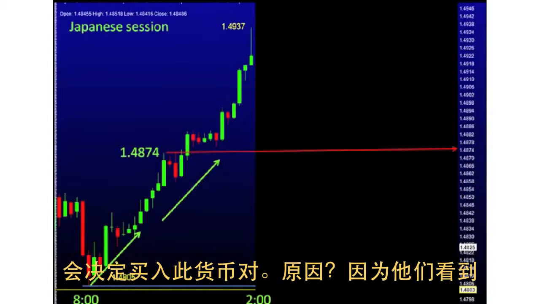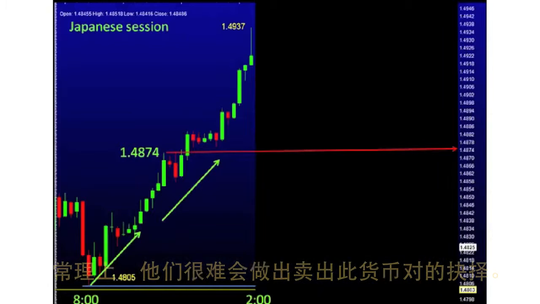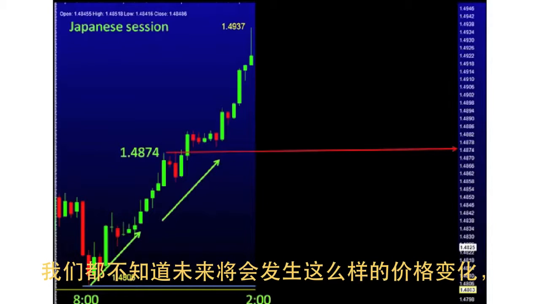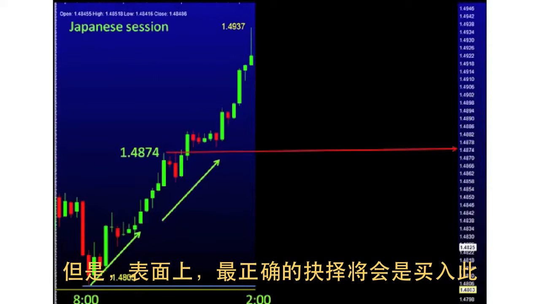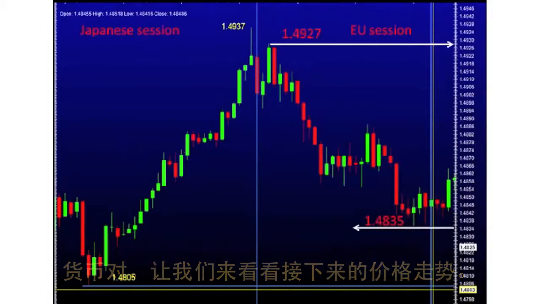Why? Because we've seen in the past the price movement move from 148.05 all the way to 149.37. Common sense, we wouldn't want to sell this currency pair. We would want to buy because we've just come off of a very important session and we've seen the price movement going up. We have no idea what's about to happen in the future, but our best bet is to place a buy order. Now allow me to show you in this next example.